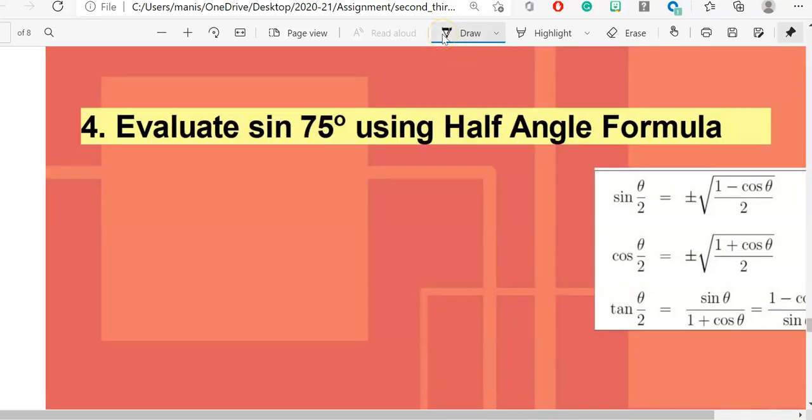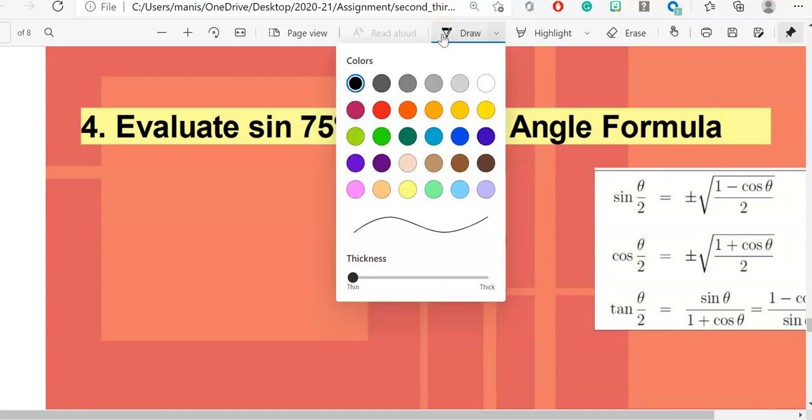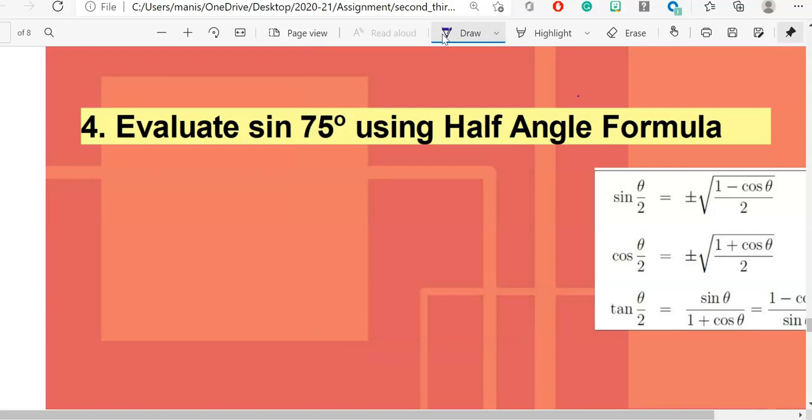Okay, now let's look at this question. Evaluate sine 75 degree. What I will do over here is something different because we have been doing sine problems. Instead of writing sine 75, I'm changing the question to cosine 75 degree. So we can use another formula also. Now it says evaluate cosine 75 degree using half angle formula.